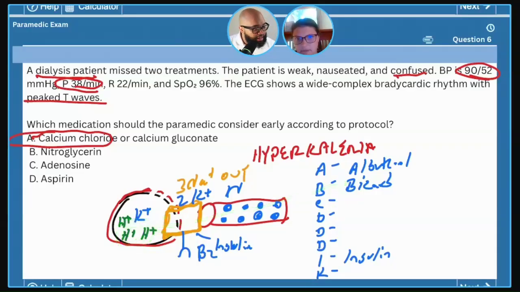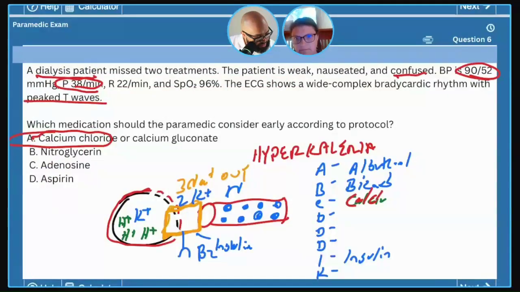The C, of course, is the calcium. How does that work? It stabilizes the cell membrane. The calcium is what's going to stabilize the membrane. We're going to kind of clean this up and secure the border again. Okay, that's the calcium.